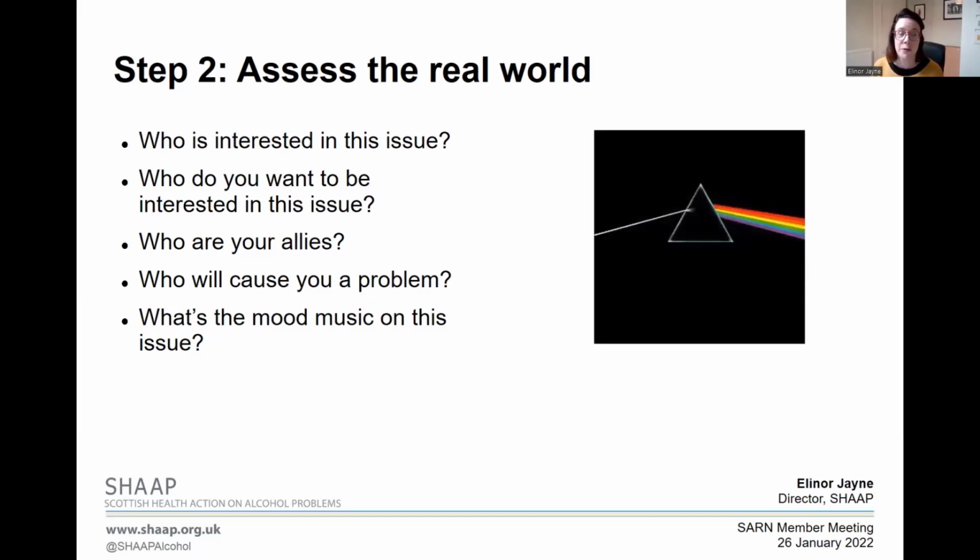So this is a Pink Floyd album cover, and this is, I suppose, the point I'm trying to make here: you can put out your messages and what you want to get out into the real world, but it will go in different directions. People will interpret it differently and use it in different ways, or not at all.